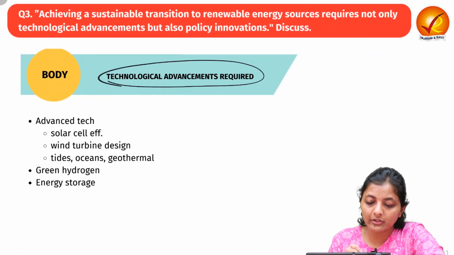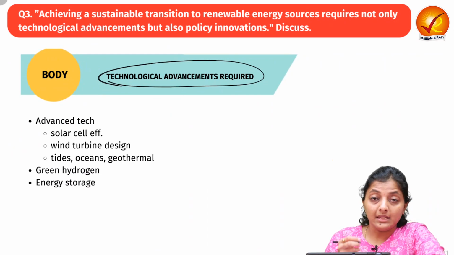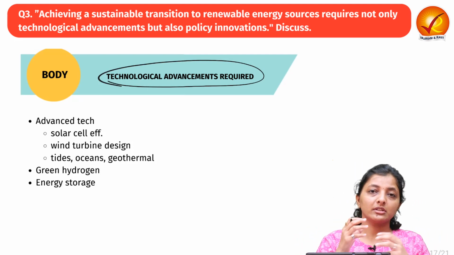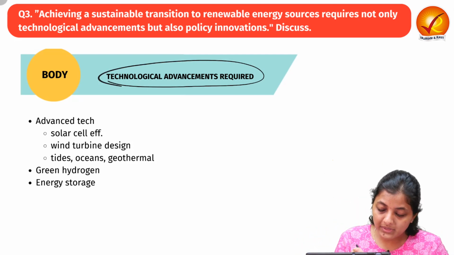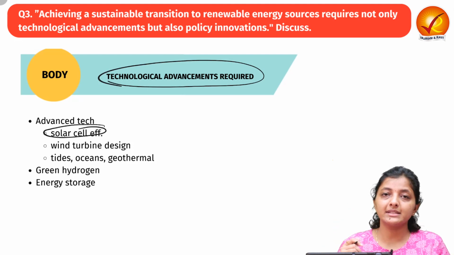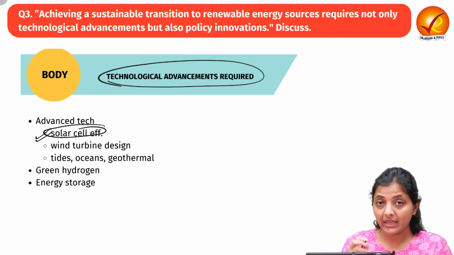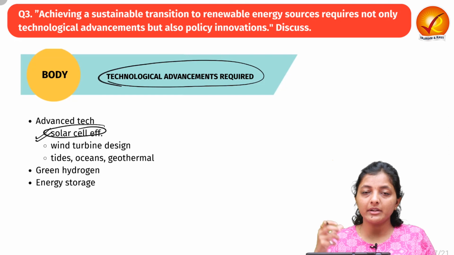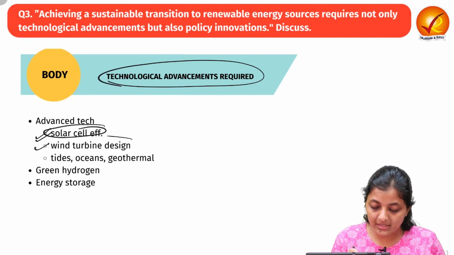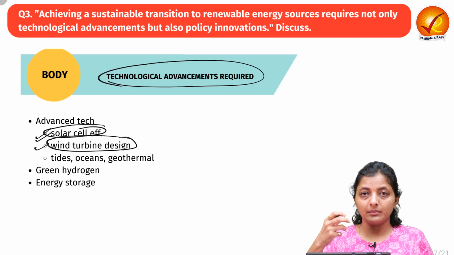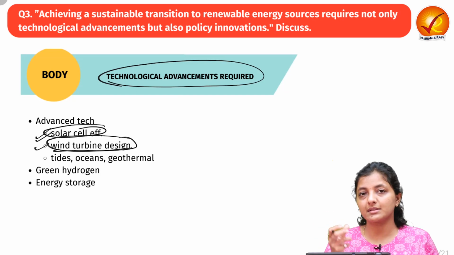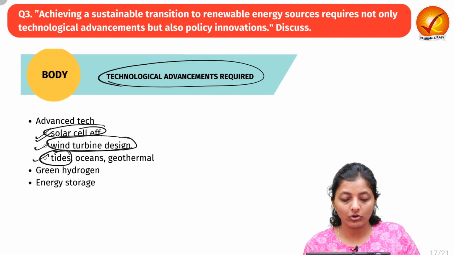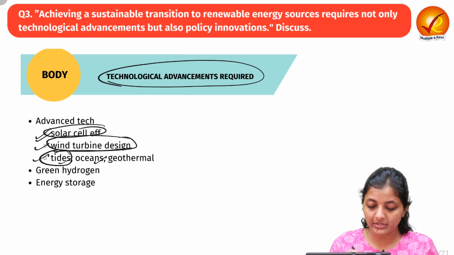Next comes, what are the technological advancements required? As we are moving from fossil fuel to renewables, meaning solar energy, wind energy, thermal, hydro, nuclear, we have to increase the efficiency of all these energy sources also. Like we need to advance the technologies in the solar cell so that it grasps more sunlight and produces more electricity. Next, we need to enhance wind turbine designs so they can cater to low wind speeds also. Next, we need advanced technologies to harness tidal energy, ocean energy and geothermal energy.